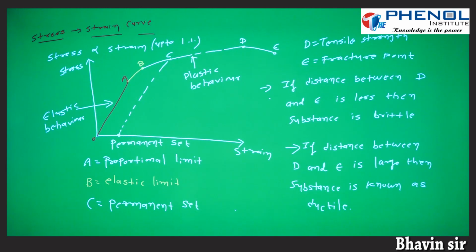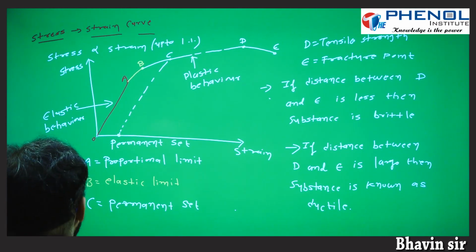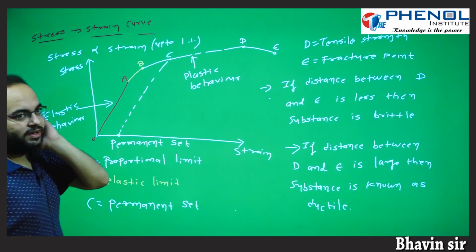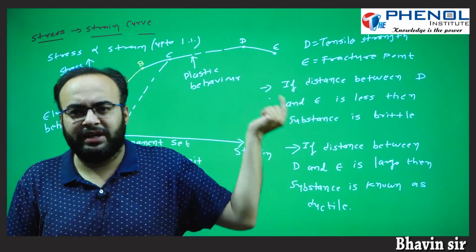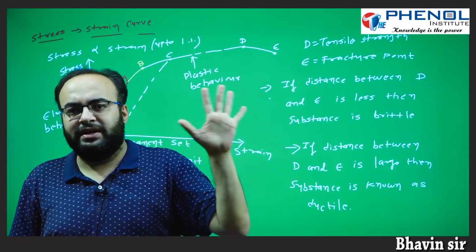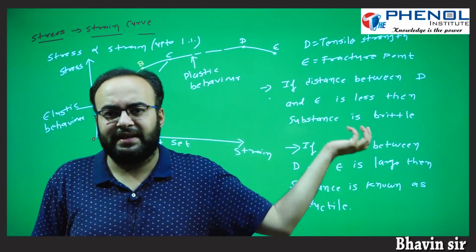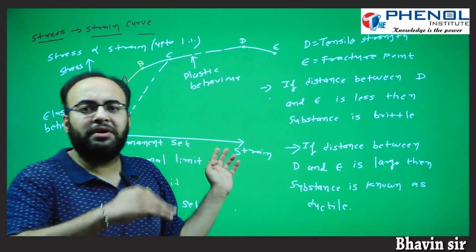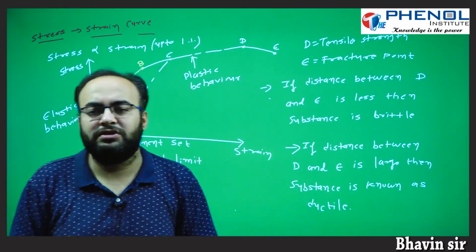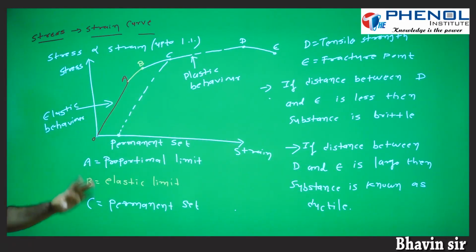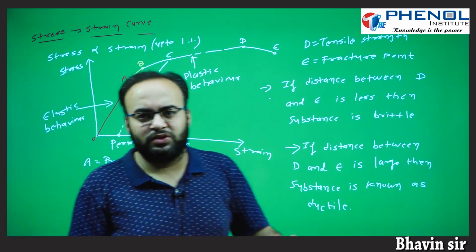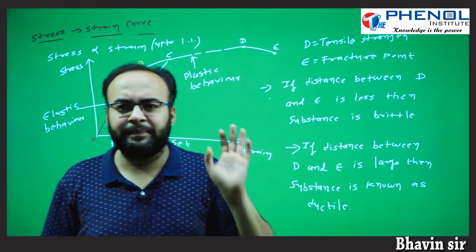So again I repeat, students, see, up to point A stress and strain are proportional to each other, so point A is known as the proportional limit. After point A, stress and strain are not proportional to each other, but at point B, if we remove the deforming force, then at point B the substance can get its original shape. So B is known as the elastic limit. But after point B, if we increase the deforming force, then at point C there is a permanent set in the substance. Now there is a permanent defect in the substance. So C is known as the permanent set.